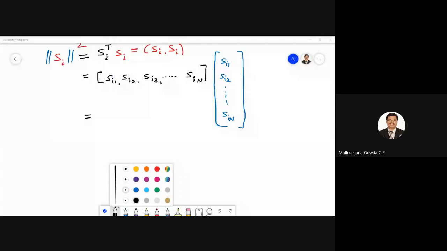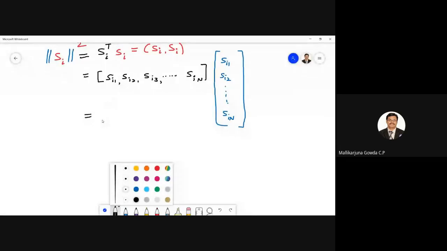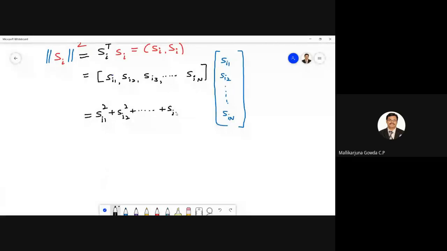Is it possible to say what I can write with the multiplication of these two? Sir, Si1 square plus Si2 square, up to SiN square. Very good. Si1 square plus Si2 square plus, and so on up to, I can write SiN square, right?